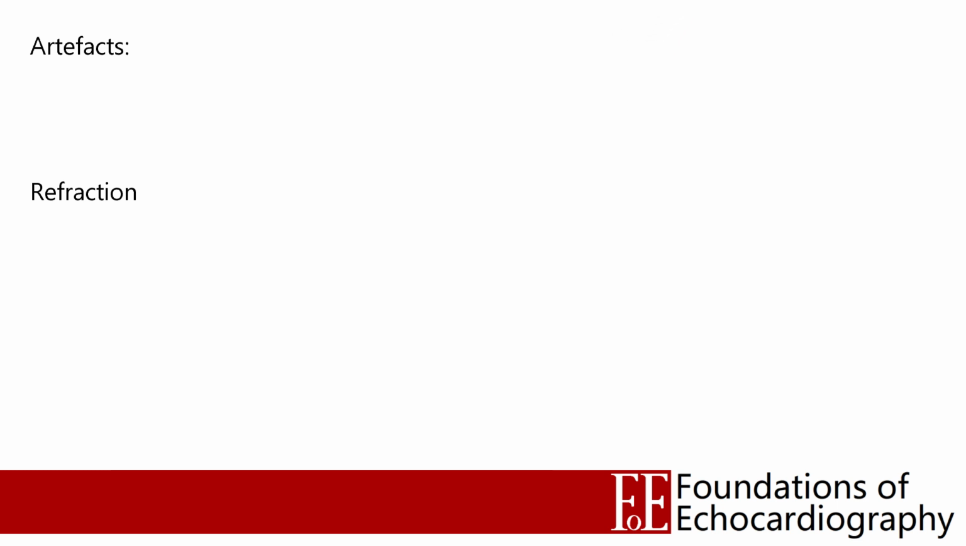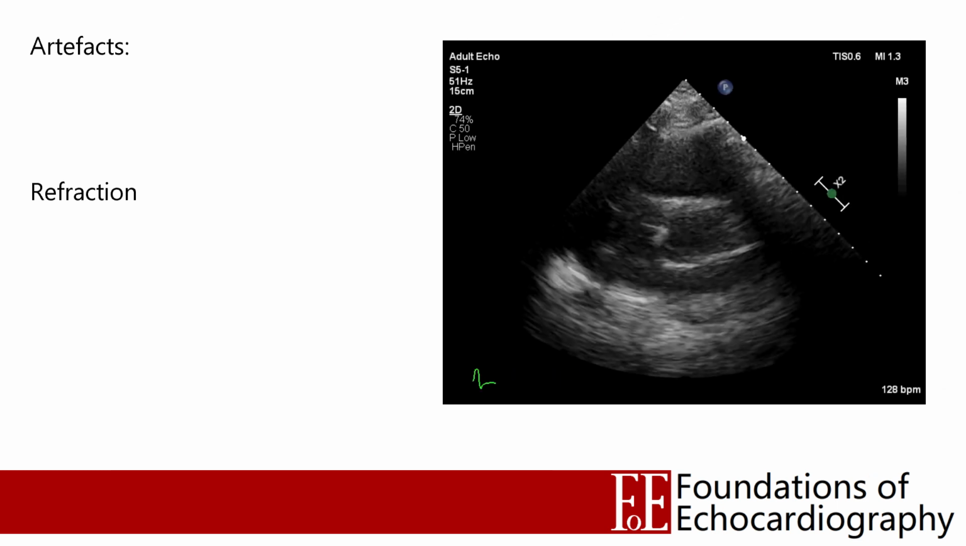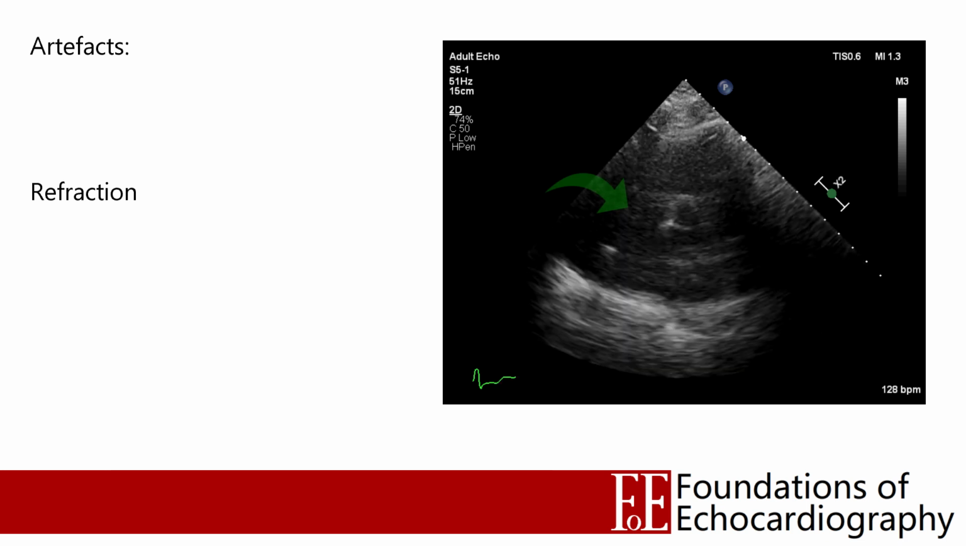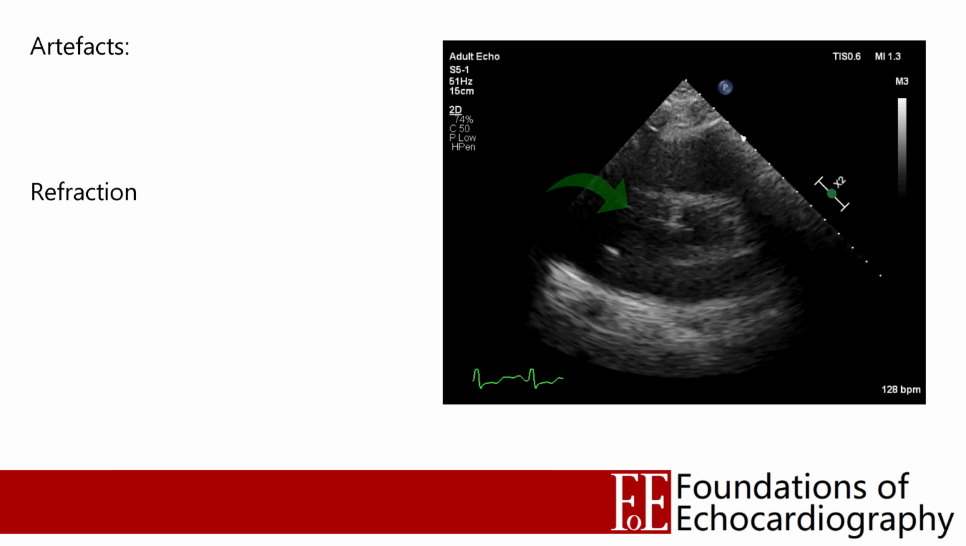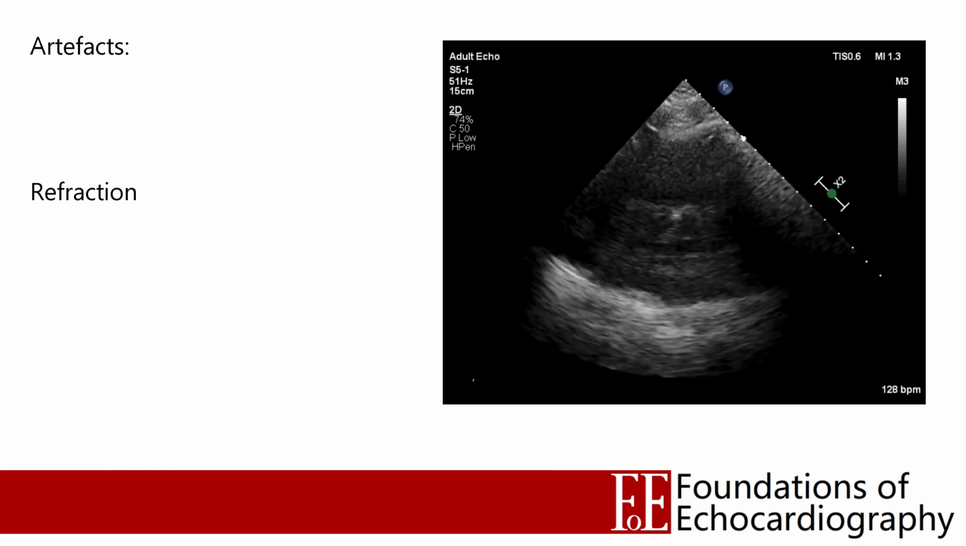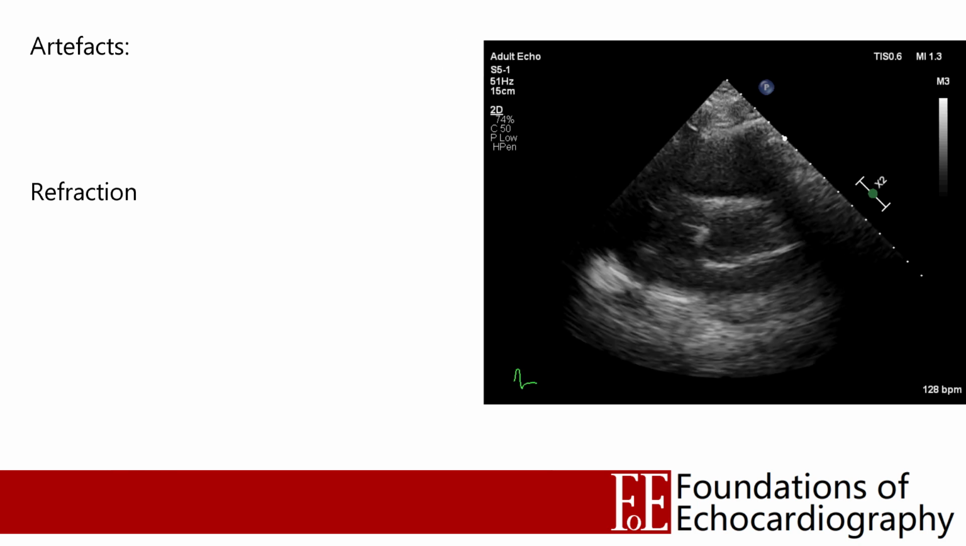Well, this is a parasternal short axis view showing a very common example of a refraction artifact. So here you can see the aortic valve annulus, and displayed to the left of the annulus you can see a fainter version of a true structure, almost like a ghost of the aortic valve.